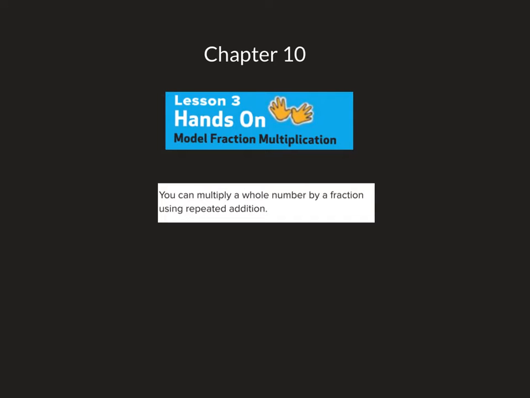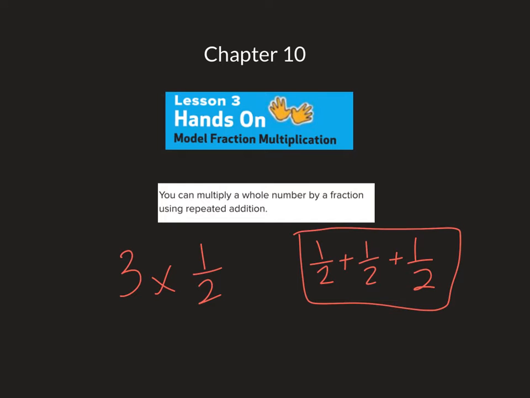You can multiply a whole number by a fraction using repeated addition. So what that is saying is if I wanted to do, let's say, 3 times 1/2, I would do 1/2 plus 1/2 plus 1/2. You could use repeated addition because it's just like if I did 3 times 5, you'd do 5 plus 5 plus 5. Hopefully you know 3 times 5 is 15. So the same works with fractions.